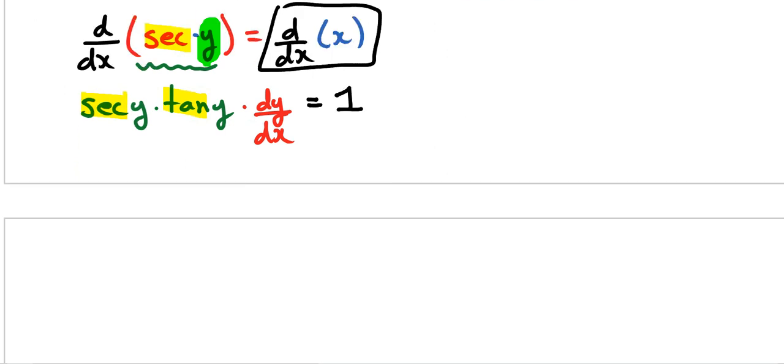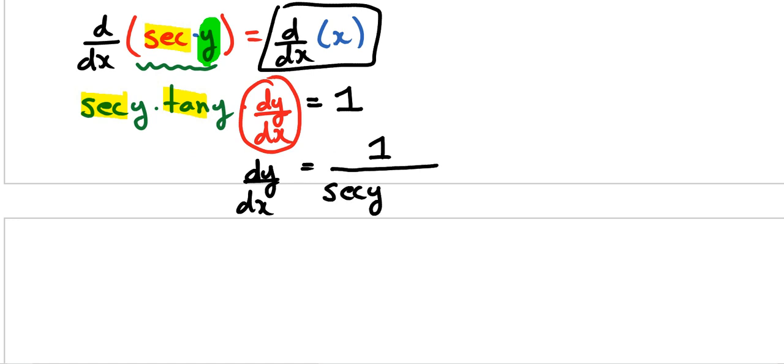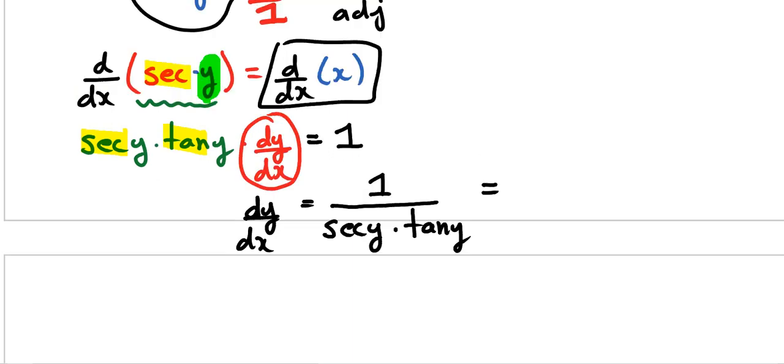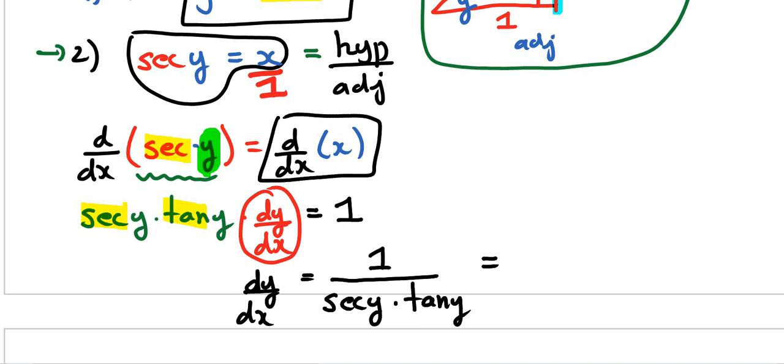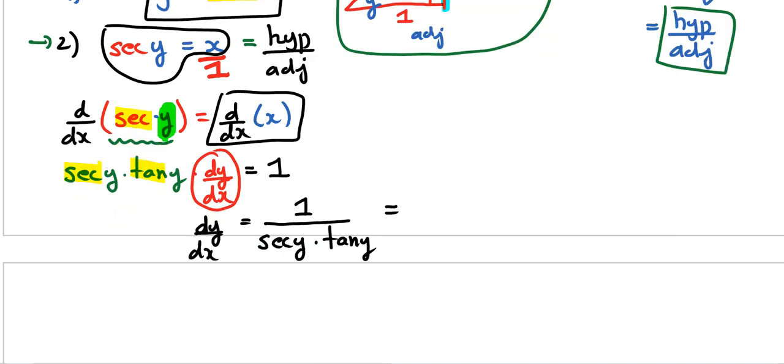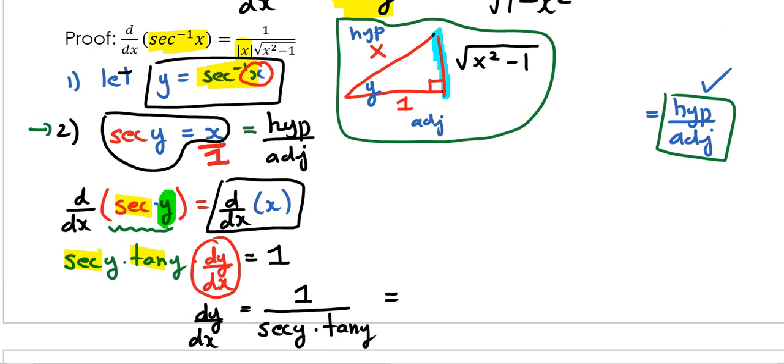Whenever we take a derivative implicitly, we need to isolate for this dy by dx here. So let's go ahead and isolate for that term now. So dy by dx is going to equal 1 divided by secant y times tan y. Now in order to finish off this proof here, I need to go back to my triangle, and let me zoom out now and go back up here. In order to take care of the denominator here, I need to go back to my triangle and find the ratios for secant y and tan y.